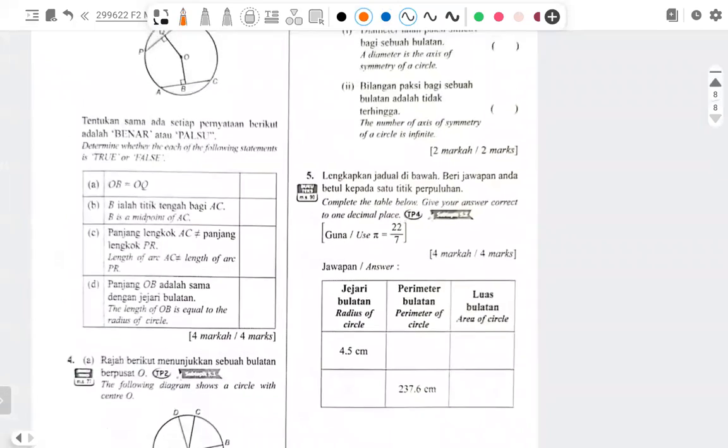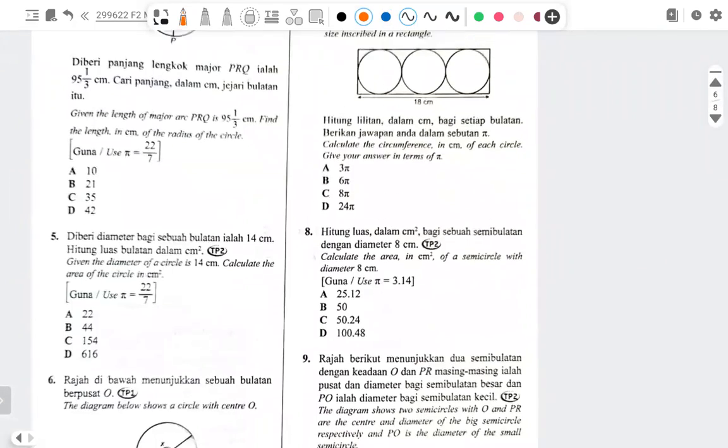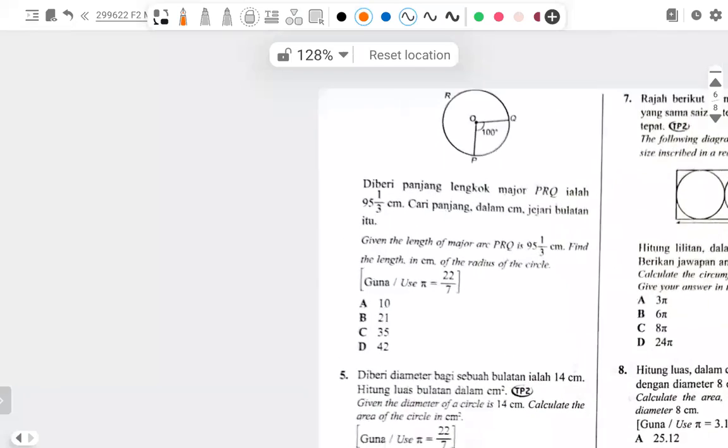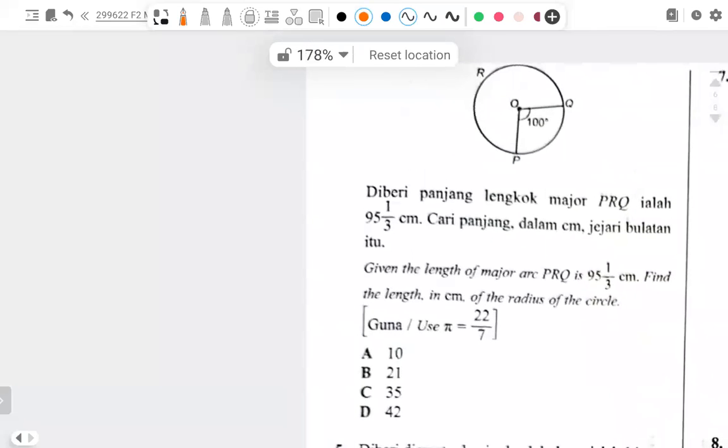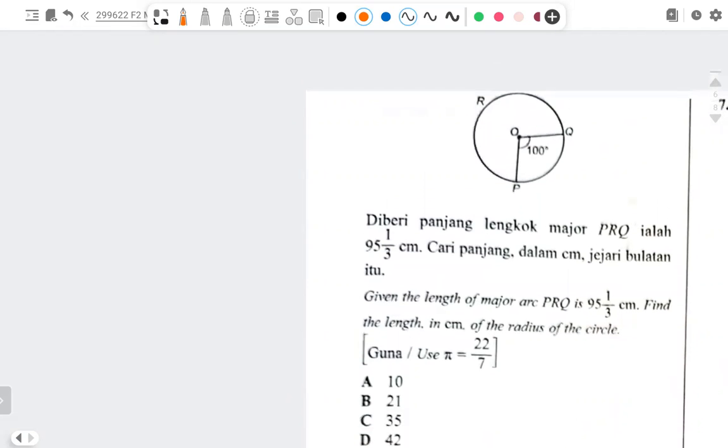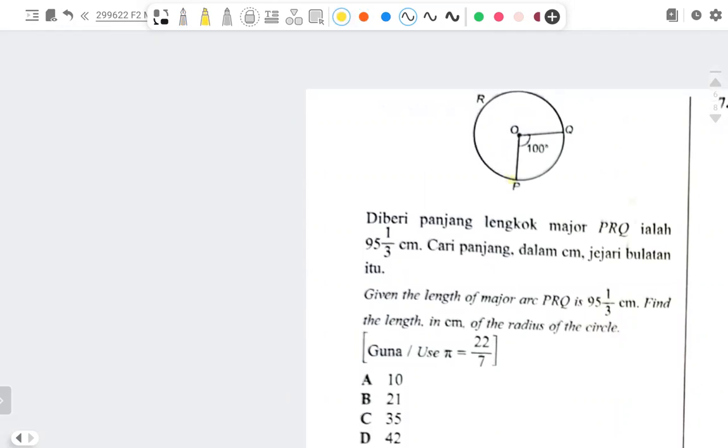Okay, next here. Go back to the objective here. You can try harder questions already. Let's see this. Find the length of major arc PRQ. You must know where the major arc PRQ is, so the first step is to label first. PRQ, major. Major arc PRQ is 95 and 1/3 centimeter, already found out. Then it says find the length in centimeter of the radius of the circle.